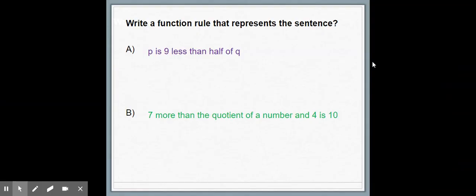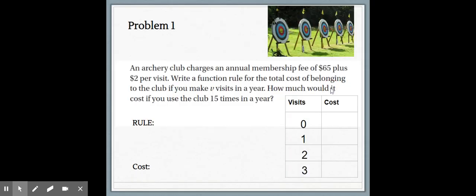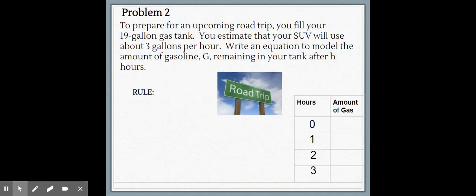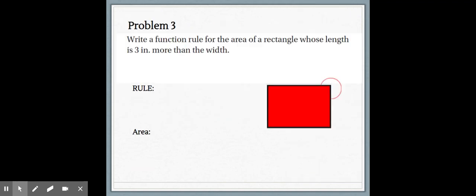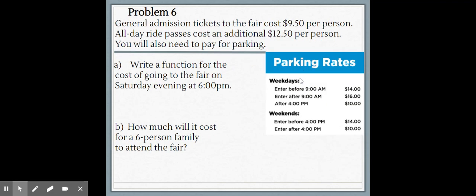Let's move on now to our second goal. I'm going to be giving you some real life situations, and we need to be able to write a function rule to represent them. So we're going to see a problem about an archery club. We're going to see a problem about a road trip. Oh, this one's going to be kind of fun. This one's more geometrical. And then we've got one about a bottlenose whale, and we have one about baking. And lastly, on problem number 6, you're going to see some multi-step things we're going to need to do to build our equation.